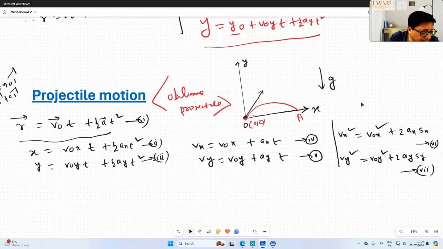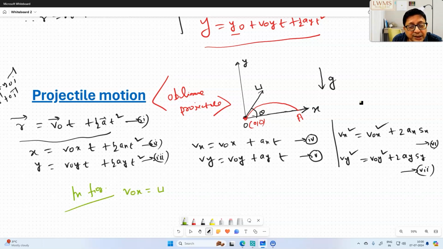So initially, when you have projected, say I am taking the velocity of projection as u and projected at an angle theta. Then you easily can write v0x. Let the initial velocity of projection be u. Then v0x will be u cos theta. So in this diagram, v0x will be u cos theta, v0y will be u sin theta. So this is true for all the equations here, because we are writing in terms of x and y. We will be using equations 2 to 7.